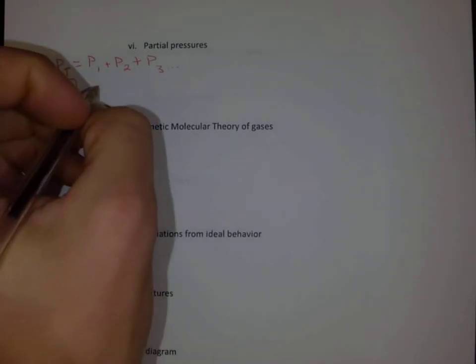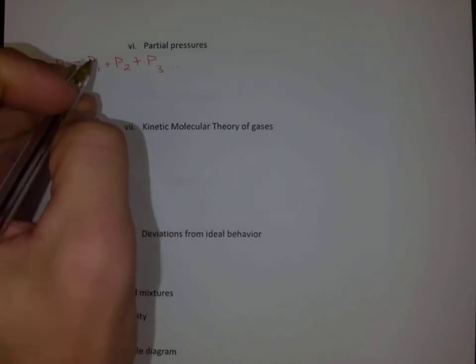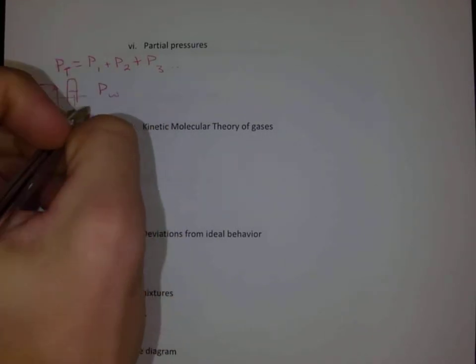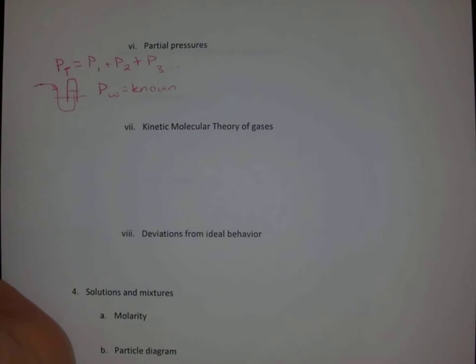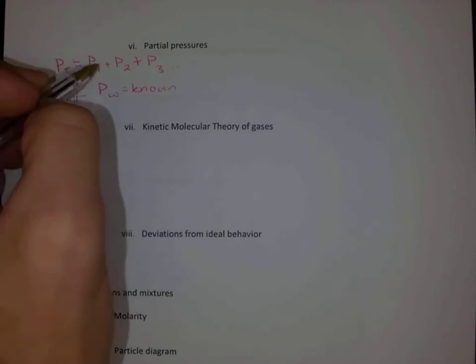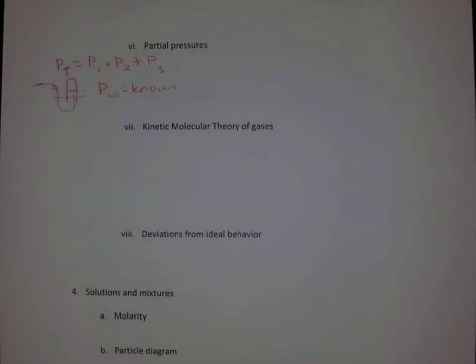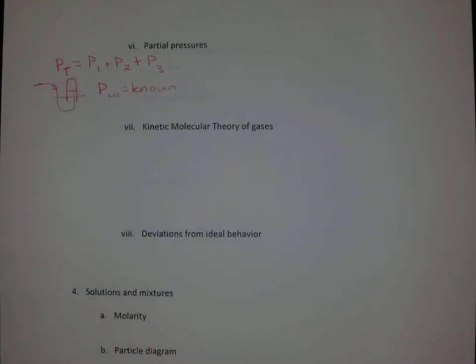Fortunately, oftentimes our pressure for water is generally known, okay? It kind of depends on our temperature. So P water is a known value, okay? So if we have the total pressure, and we know the pressure of water, we can subtract the pressure of water from the pressure total, and that's going to give us the pressure of the unknown, okay?